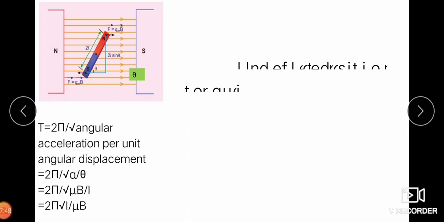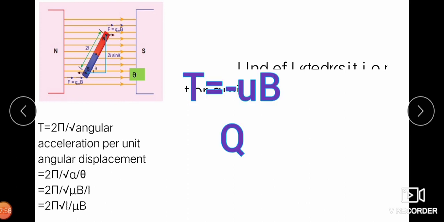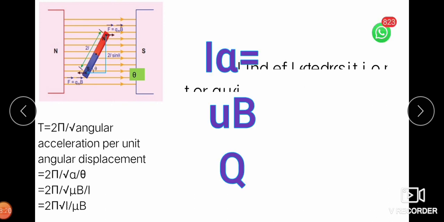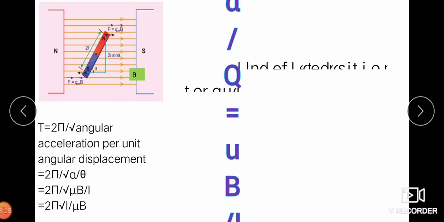And since torque and angular displacement are oppositely directed, I am writing torque is equal to minus mu B theta. Since torque, angular acceleration alpha and moment of inertia I of a magnet are related as tau is equal to I alpha, writing on the LHS of the above equation, we can write I alpha is equal to mu B theta. Hence, alpha upon theta is equal to mu B upon I.